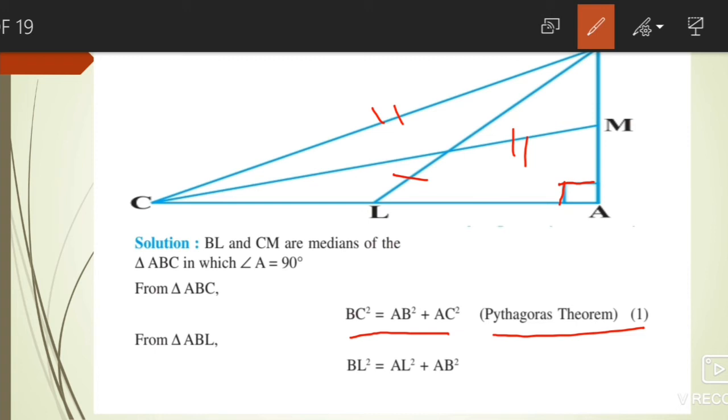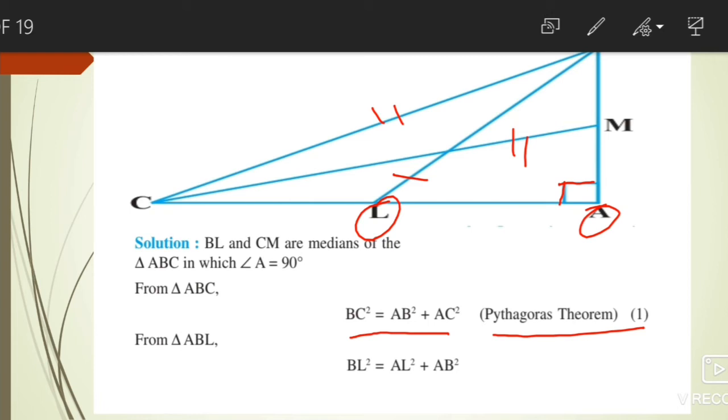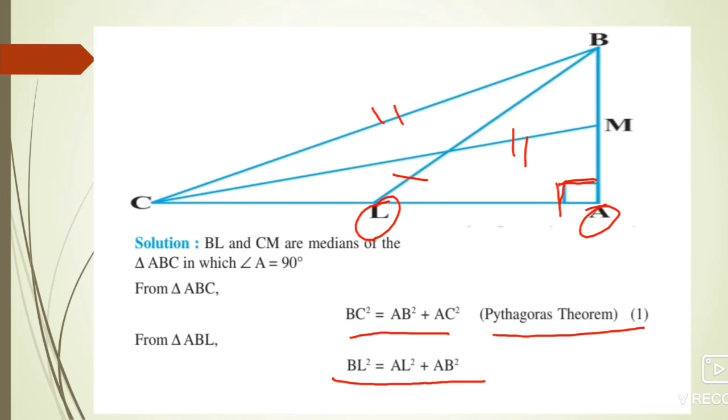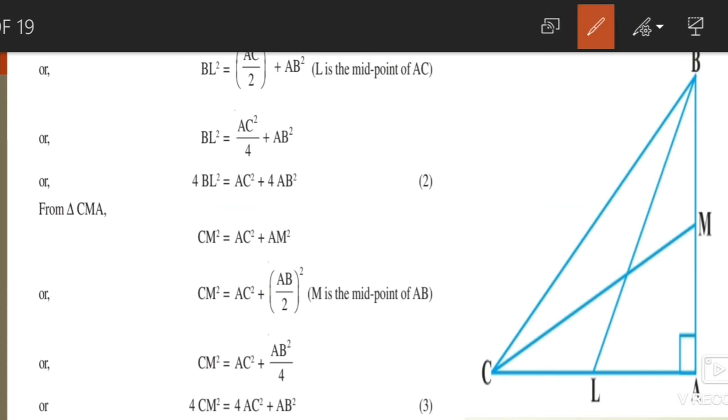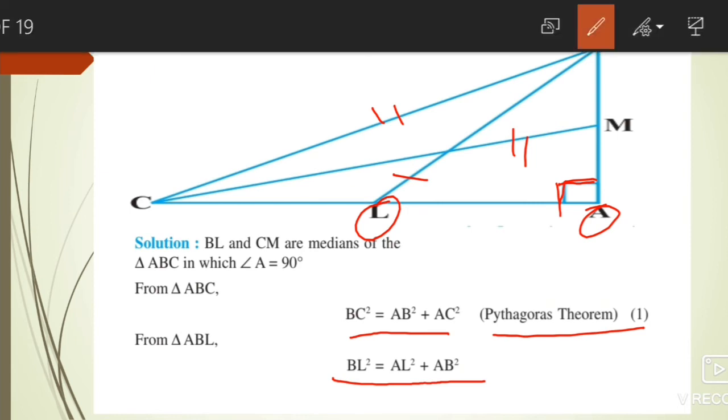Now if you take the ABL triangle, this ABL triangle is also a right angle triangle since angle A is 90 degree. So you can say that BL square is equal to AL square plus AB square. Now BL square, in the previous slide, what was the last line? BL square is equal to AL square plus AB square.